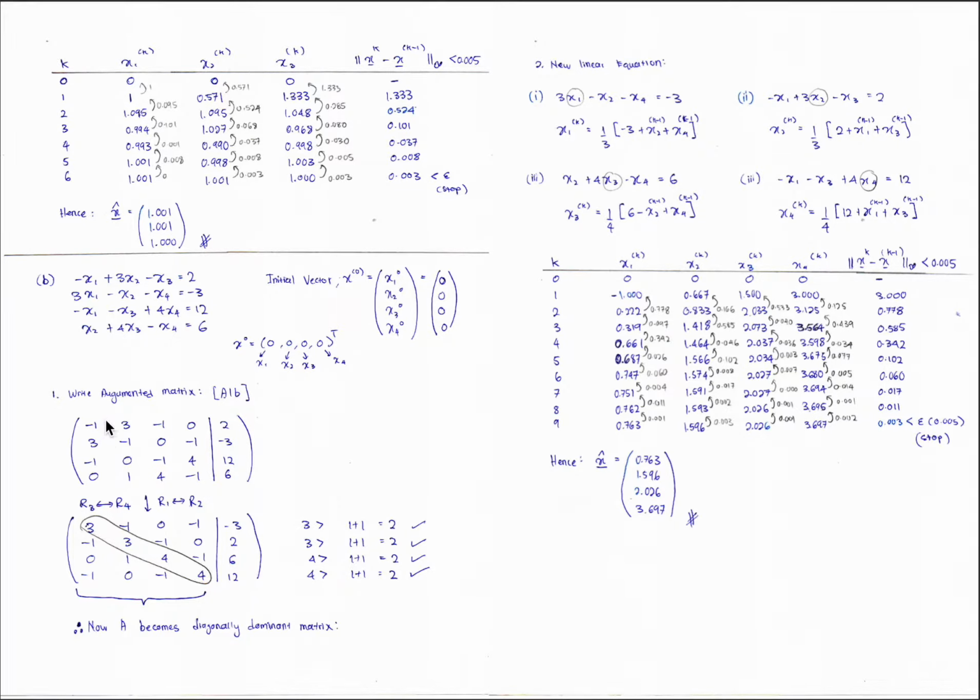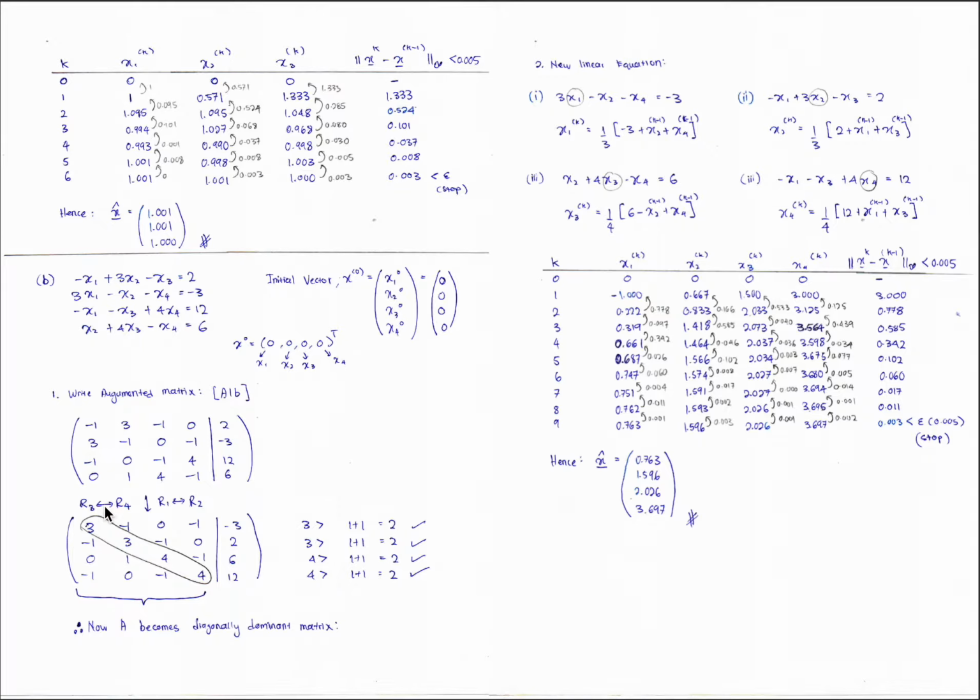Maksudnya value diagonal tengah ni semua kena bagi besar bagi setiap row dia. Macam ni satu, dia bukan maximum value. Satu ni bukan maximum value dalam row ni. Satu ni pun bukan maximum value dalam row ni. So ini pun sama juga. So apa kita perlu buat?